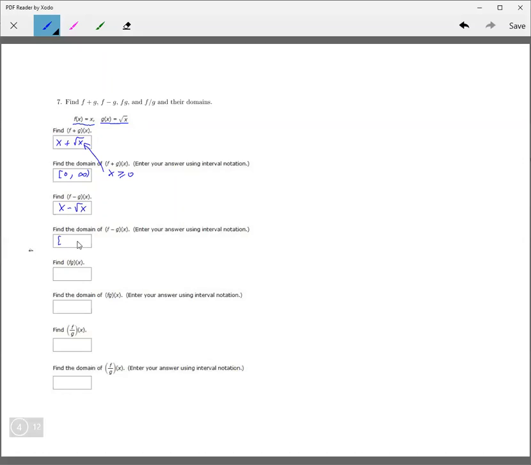Same thing as the second part. F times g, that's going to be x times the square root of x, and the same thing with the domain. And then f divided by g, so that will be x over the square root of x, which is the square root of x, except you can't have x being 0, so this one is actually 0 to infinity, and not including the 0.